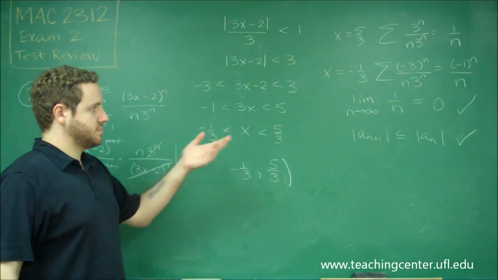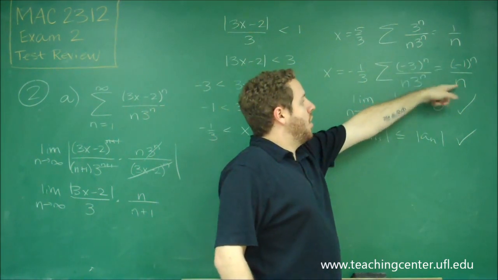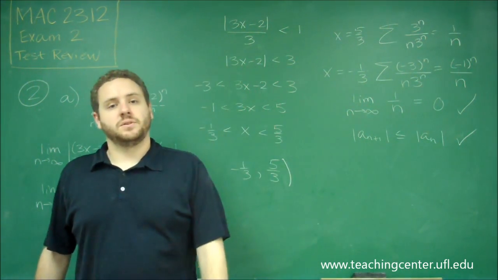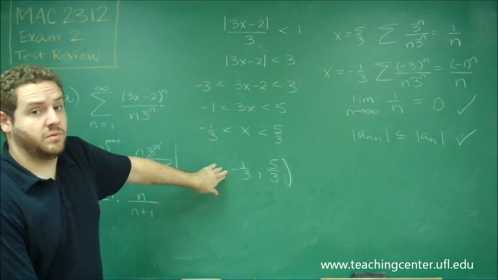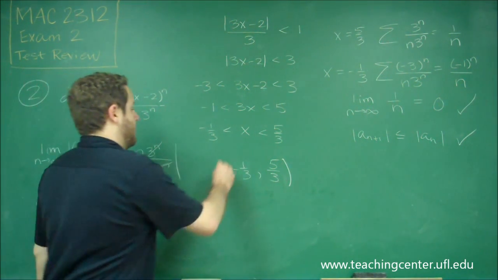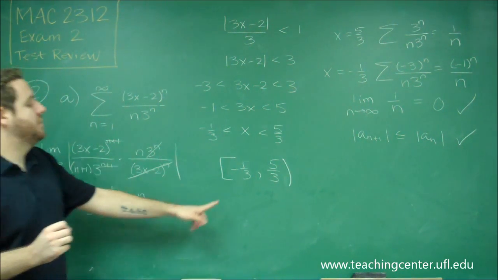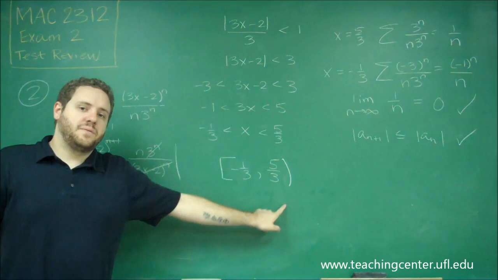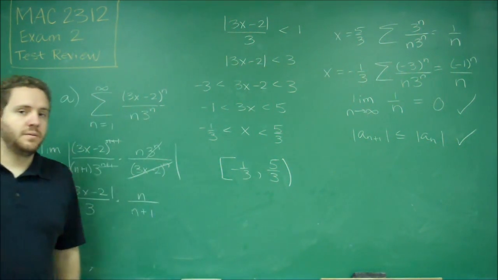So, that tells us that while 1 over n does not converge, the alternating version of 1 over n does converge, meaning that x equals negative 1/3 is in our interval of convergence because that number for x makes it converge. So our interval of convergence is from negative 1/3 to 5/3, including negative 1/3, but not including 5/3.